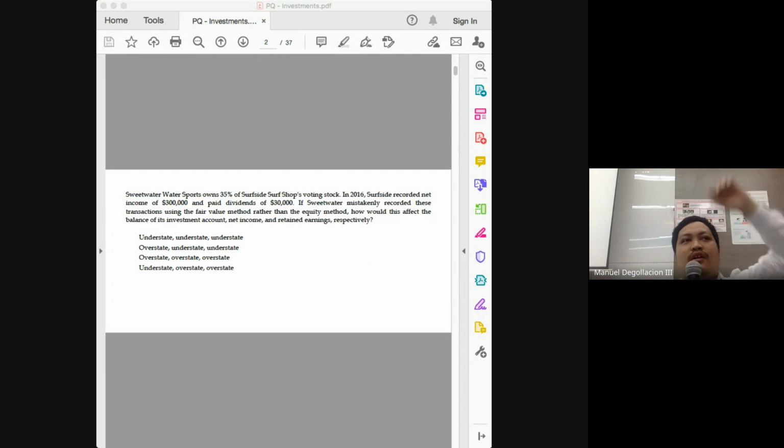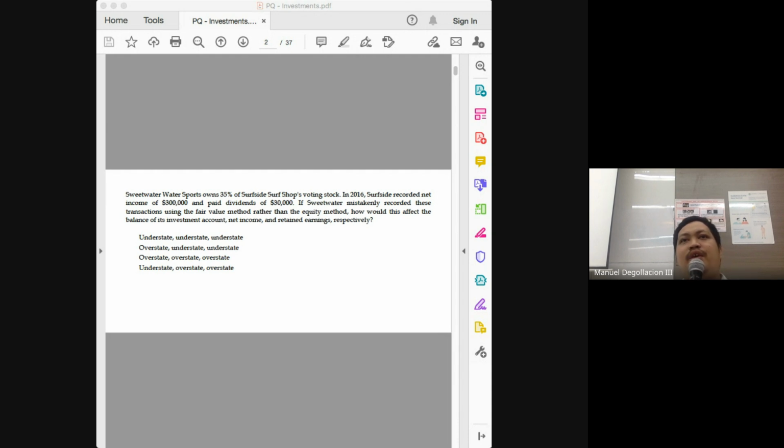In our comparison earlier, there's no entry for share in profit or loss, but for dividends there will be an entry. Why will there be an entry? Because we receive cash. Why are we allowed not to prepare an entry for share in profit or loss? Because we're not receiving anything. But for dividends, you will have to prepare an entry even if you are using the fair value model. Why? Because there is an asset that is affected, which is obviously your cash.